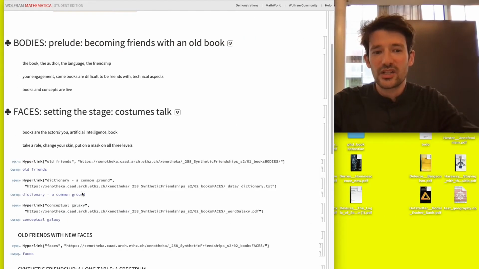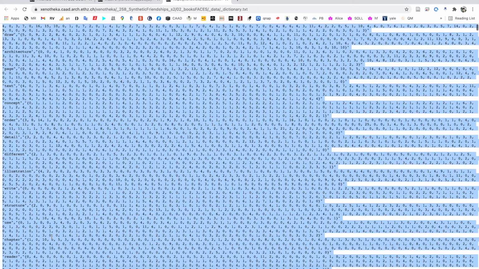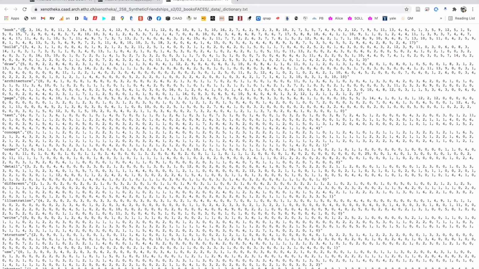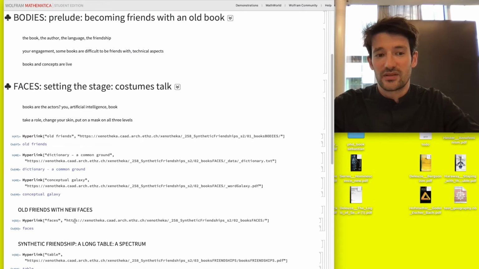So it's a kind of a dictionary, a common ground that connects all of those books. These are the words from all the paragraphs that you wrote. We counted them, so for instance, the first text has the word book 9 times, the second 3 times, and so on. These are the words that create a common ground, a kind of galaxy of concepts for the library and for the party where all your books and paragraphs will go.